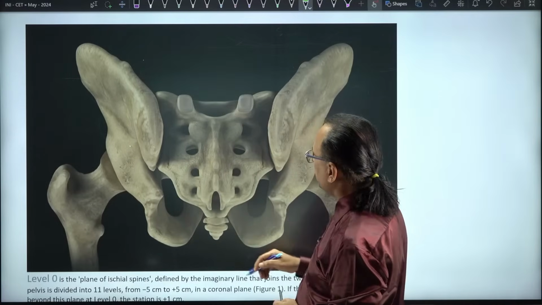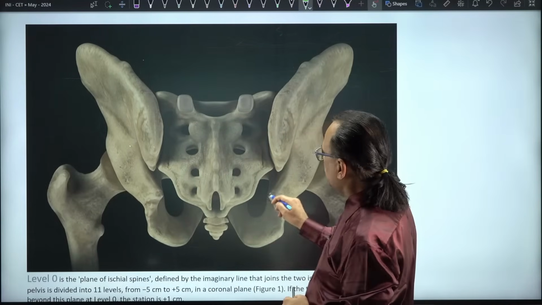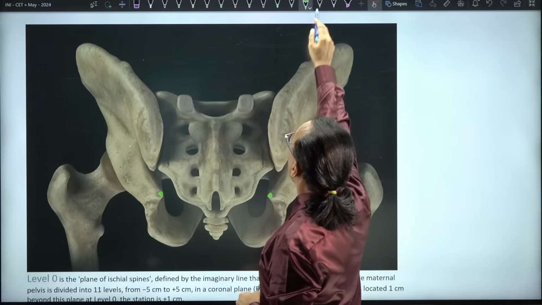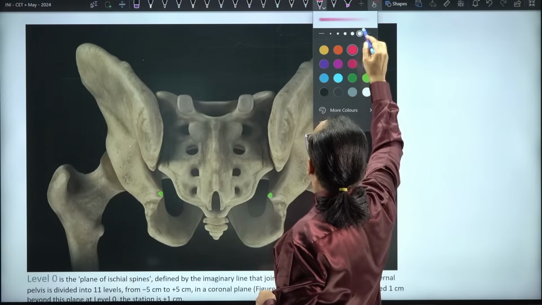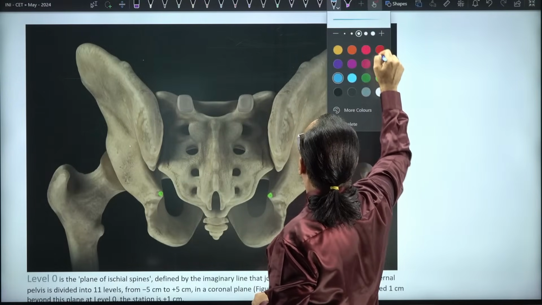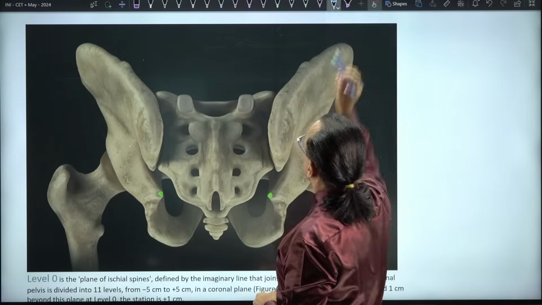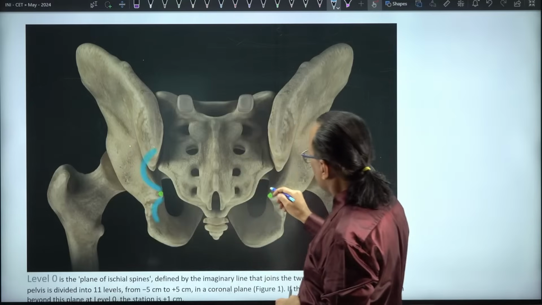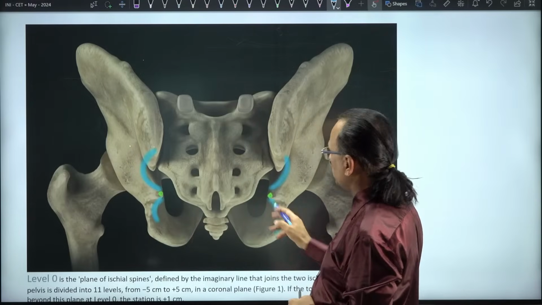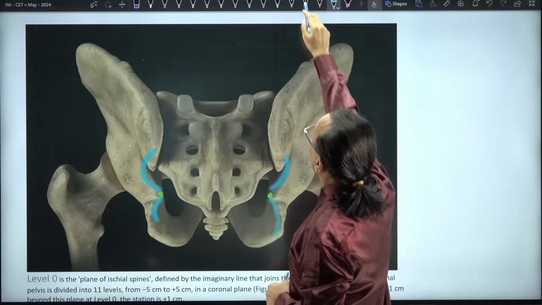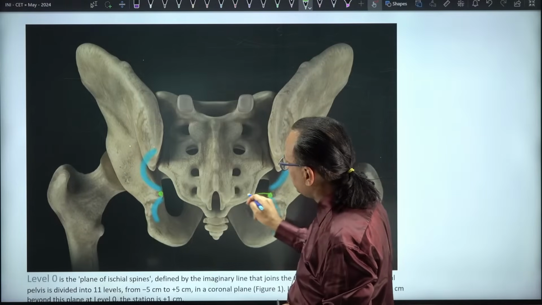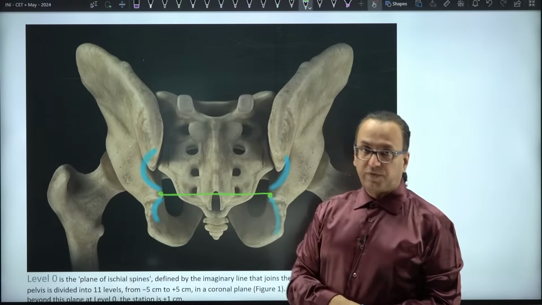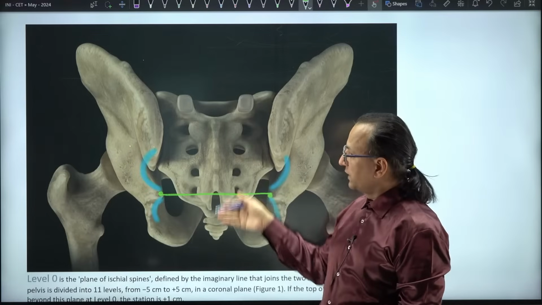What is the ischial spine basically? The ischial spine is separating the greater sciatic notch from the lesser sciatic notch. So this is the ischial spine. Now if that is the ischial spine, can you see at which level it is? Sacral 3, 4, 5 you can say.